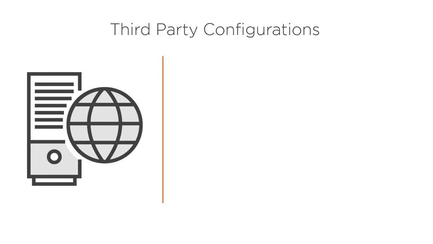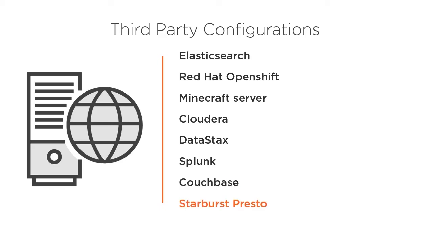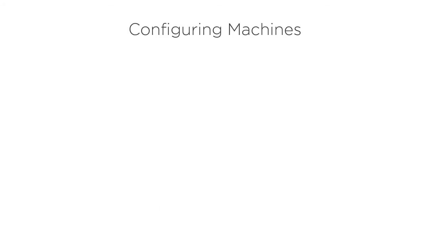The Azure Marketplace is filled with virtual machines of all types from third-party vendors. Just a quick list would be Elasticsearch, Red Hat OpenShift, a Minecraft server, Cloudera, DataStax, Splunk, Couchbase, Starburst, Presto. If you don't want to use any of those, you can create and configure your own machine. Let's look at 6 items you control when creating a virtual machine.